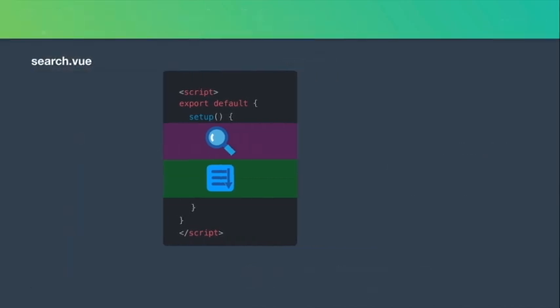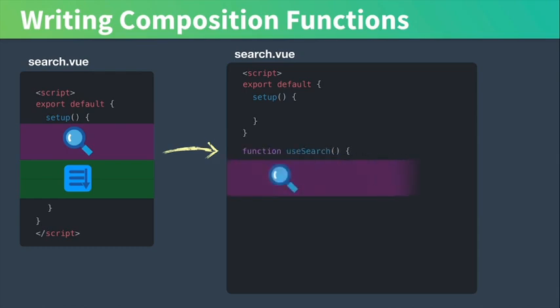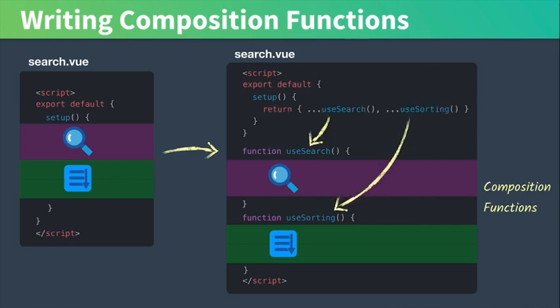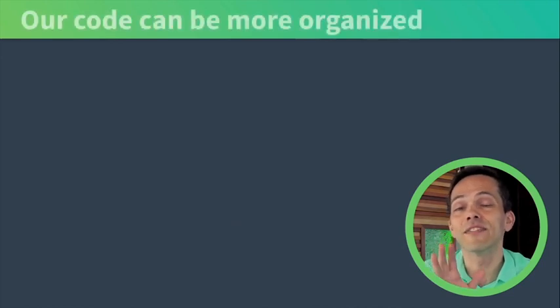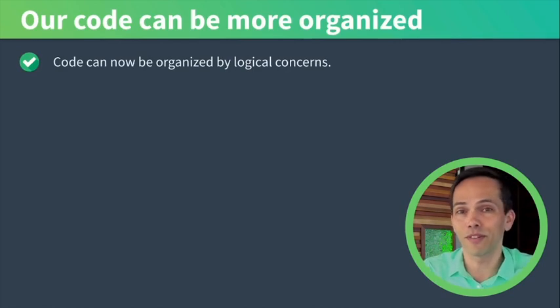With Vue 3, you end up writing composition functions. These are outside of your setup method, and they could be in the same component file. Here you can see I have a useSearch function and a useSorting function. These are called composition functions, and they're called from inside the setup method, as you see here. Don't worry, we'll dive into the details of the syntax later. For now, just know that our code using composition functions can now be organized by logical concerns.